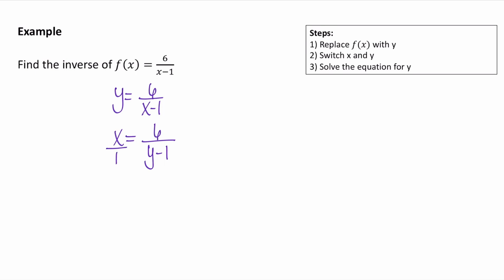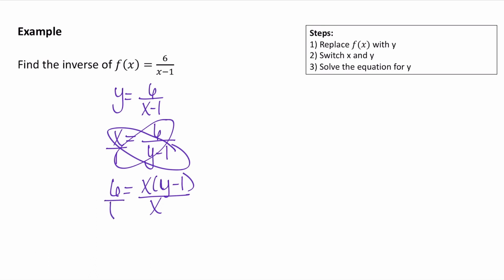So the way to do it is I'm going to set this x up as a fraction. So I'm going to do x over 1. Then we're going to cross multiply. So when we cross multiply, we get 1 times 6, which is 6, and that equals x times y minus 1. So now we need to get y by itself. We're going to divide both sides by x. So when we do that, we get 6 over x equals y minus 1. Now we're going to add 1 to both sides, and we get 6 over x plus 1 equals y. Okay, that is the inverse function.